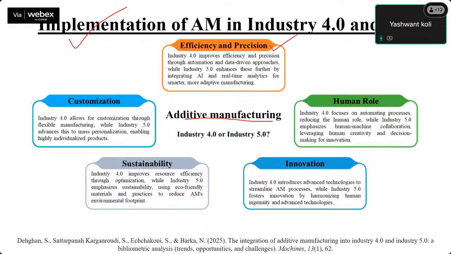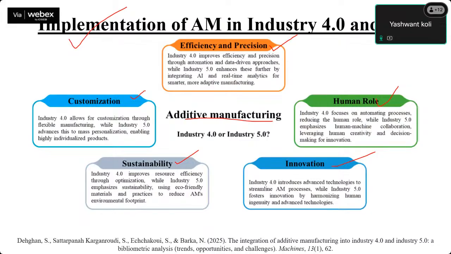So this is efficiency and precision, human role, innovation, sustainability, customization. Basically, Industry 5.0 promotes a human-centered and holistic approach where human creativity and machine precision work together to build sustainable, resilient, and innovative manufacturing systems. It emphasizes worker well-being, ecological responsibility, and broader society goals beyond economic growth, aiming for a super smart and sustainable society. So it is human centered, but it is based on Industry 4.0, so that integration is there.